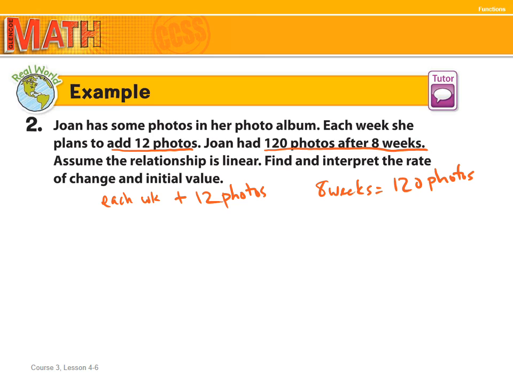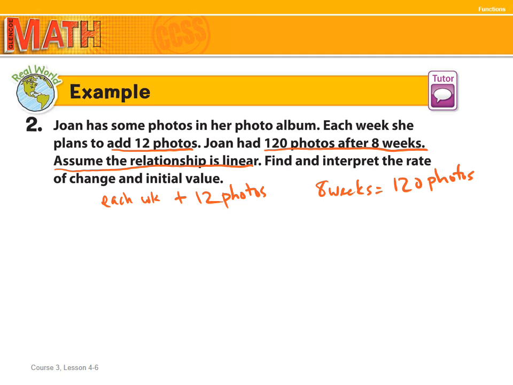Assume the relationship is linear. What that means is that you're going to have a constant rate every week, and we know that she's adding 12 photos a week, so it's never going to change. It's going to be an exact 12. Not 11, not 13, exactly 12. That's what this phrase, assume the relationship is linear, means. Find and interpret the rate of change and the initial value.